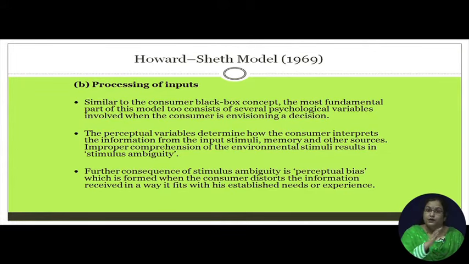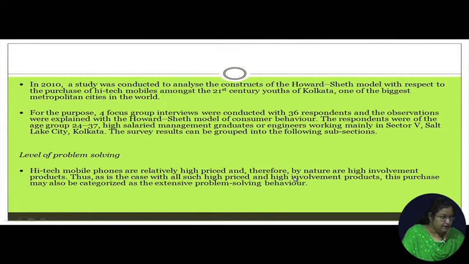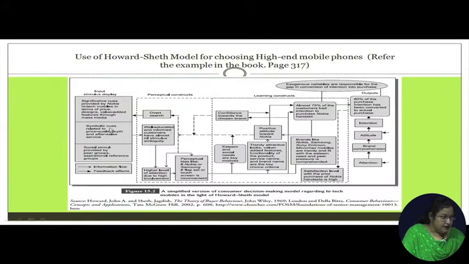So, we understood that we receive 2 kinds of information, symbolic and significative, from 3 sources. One is the marketer driven sources, another is the social stimulus. It is this significative cue, symbolic cue and the social stimuli. The significative and symbolic cues are driven by the marketer and the social cue is provided by the peer groups.